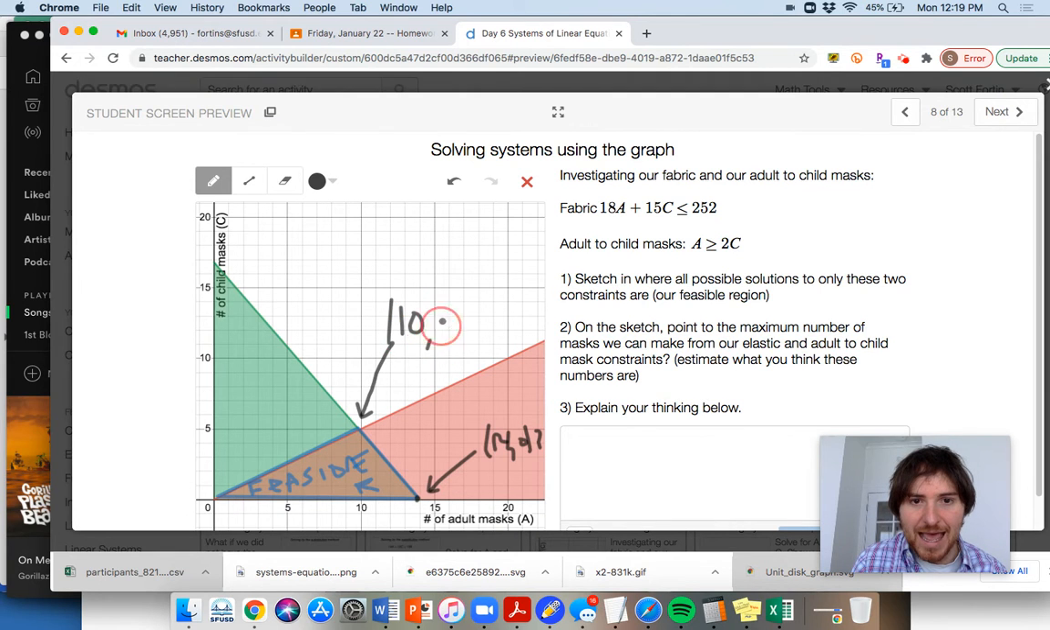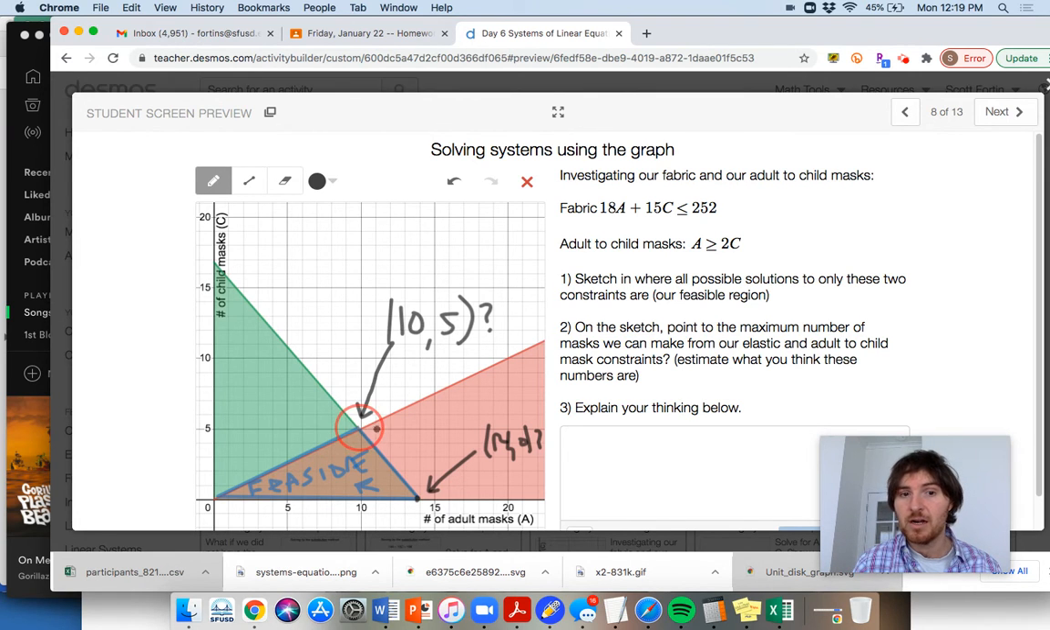Because if we're just looking at these constraints, I know it didn't work with the elastic and the adult to child mask constraints. But just for funsies here, we're trying to see, because you could make 15 potentially if our points do go through 10.5, like if these maybe intersect at 10.5 here, not a point lower than that, then maybe that'll be the most here.